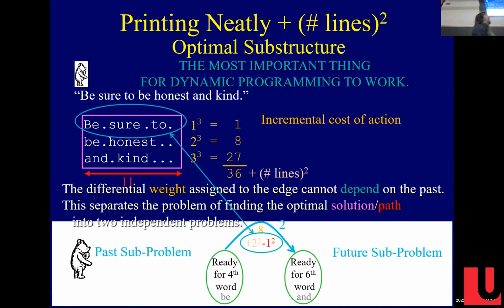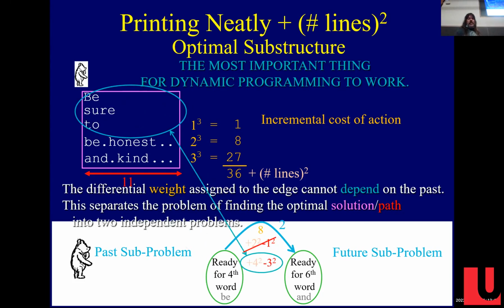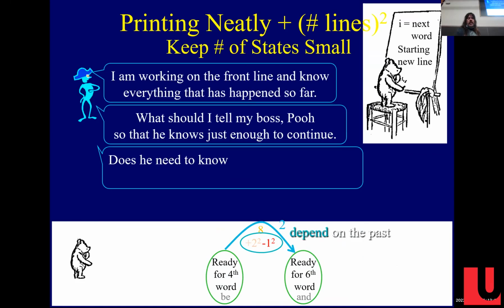Does the weight of this edge depend on your past? Yes, it does. The 8, going from here to here, we were putting a certain number of words on 1 line, so it was specific words we were putting on the line. We're going from the fourth word to the 6th word. So with specific words, we knew the specific number of spaces at the end. We could cube that. But here, this 2 squared requires us to know that this is the second line. It requires us to know how many lines we've used before, and we don't know that. Everybody see that? That's the problem.